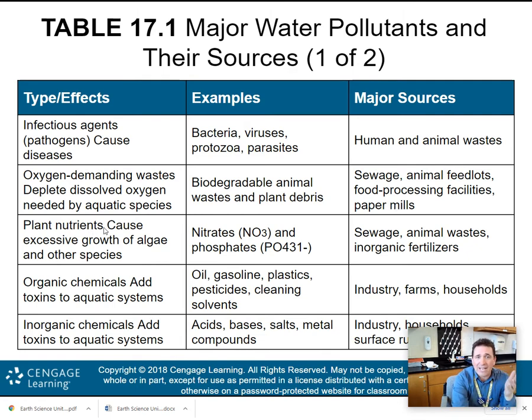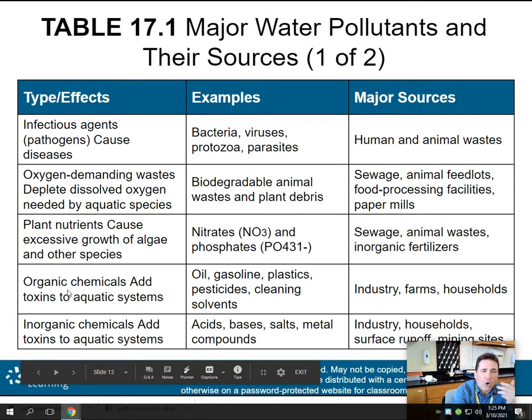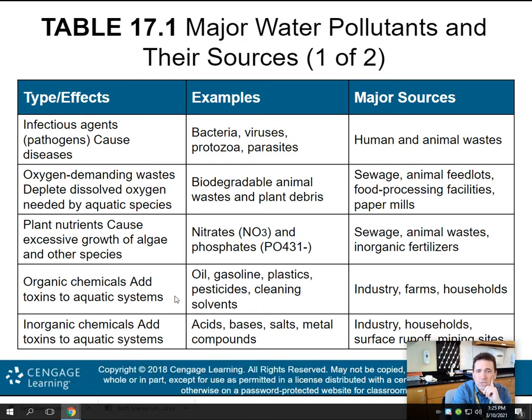Plant nutrients, all right, cause excessive growth of algae and other species. This is your eutrophication. Nitrates, phosphates, where do they come from? Sewage, animal waste, and inorganic fertilizers. Organic chemicals, all right, also a problem. They add toxins to aquatic systems. Oil, gasoline, plastics, pesticides, cleaning solvents coming from industry, farms, and households.